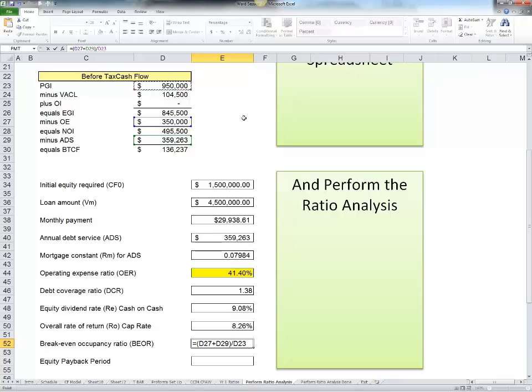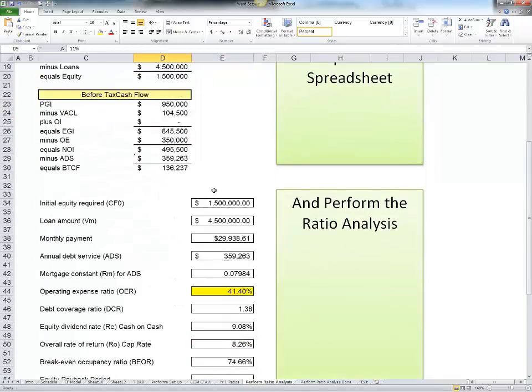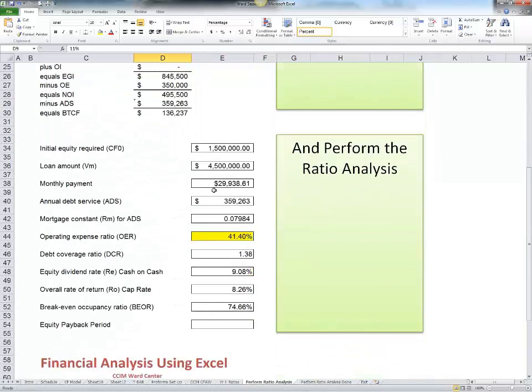Okay, so at about 75% occupied, this property breaks even, and we maintain solvency. We're not making a bunch of money, but we're not having to dig in our own pockets to pay bills, right? So now let's take a look at that in relation to the vacancy rate. Well, the vacancy rate on this property is 11%, and so we've got some room before we become insolvent.